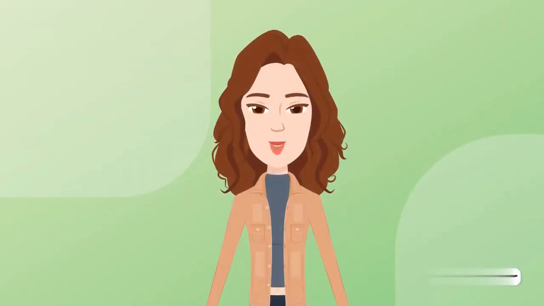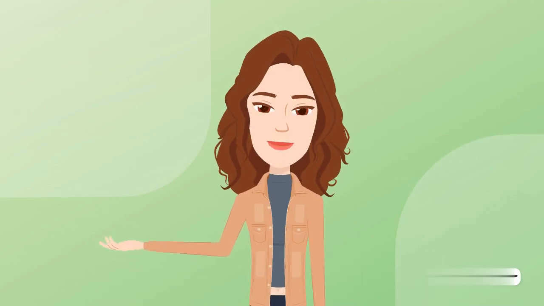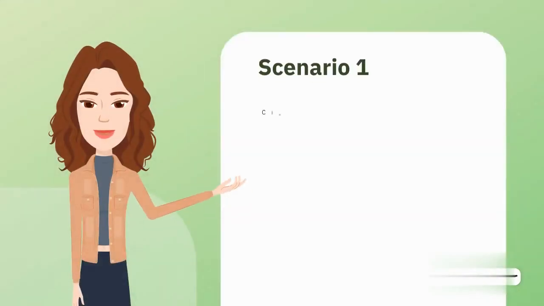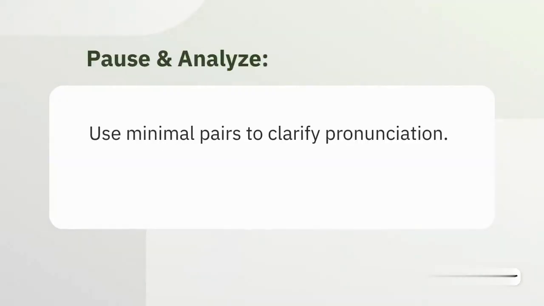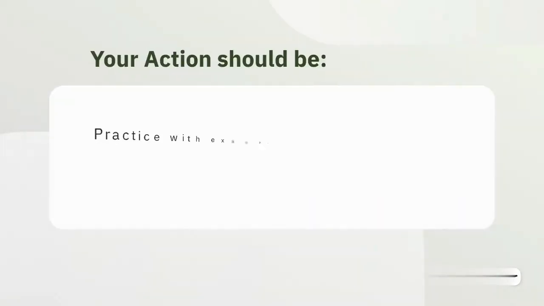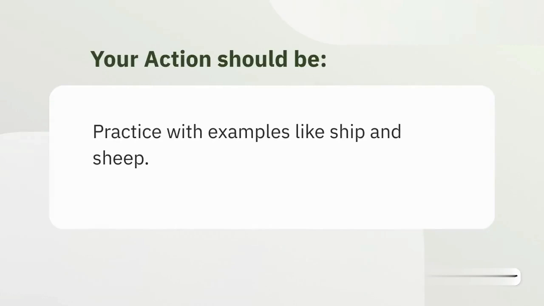Now let's check our knowledge retention with a couple of real-world examples. Using minimal pairs in conversation. Pause and analyze: use minimal pairs to clarify pronunciation. Your action should be: practice with examples like ship and sheep.